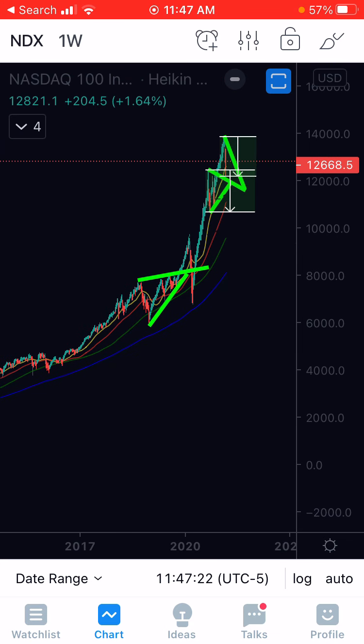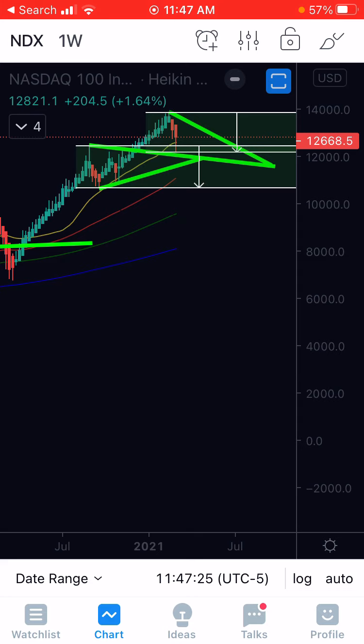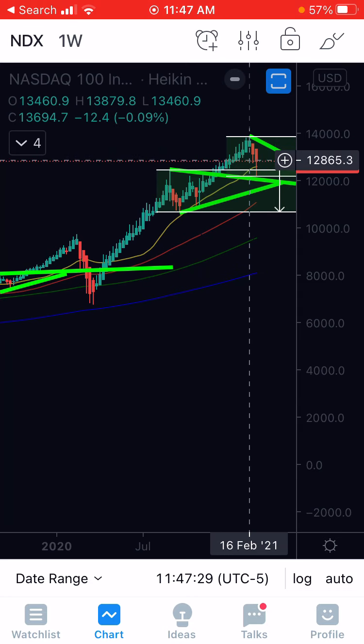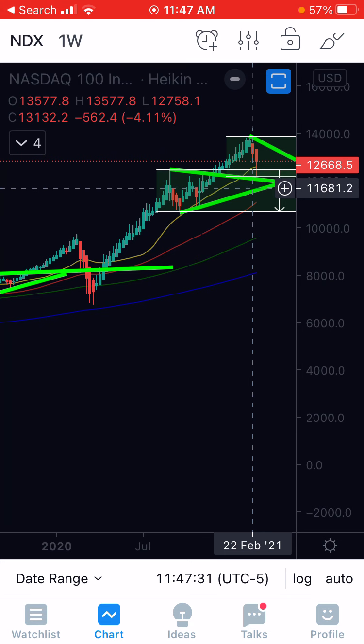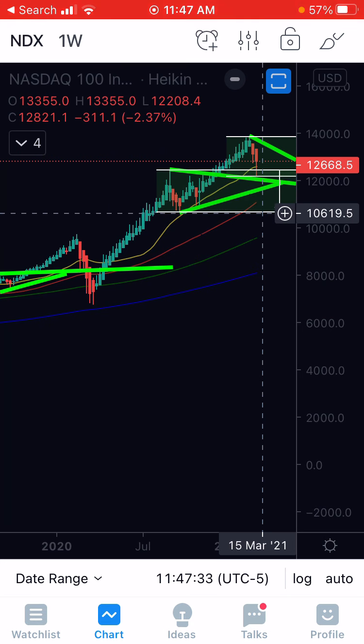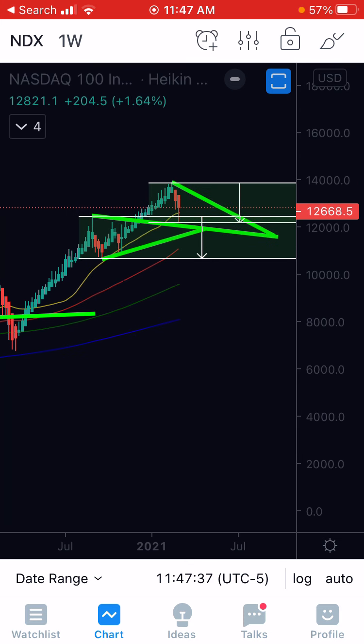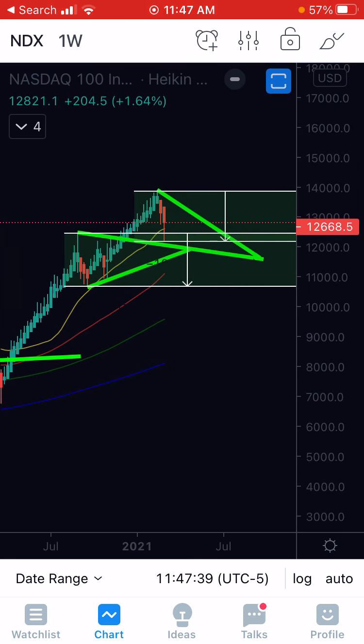So this is kind of where we are right now again. Broke out, got rejected. Are we going to come all the way back down here? Or are we going to get a bounce and go sideways in here? That's where we have to watch for right now.